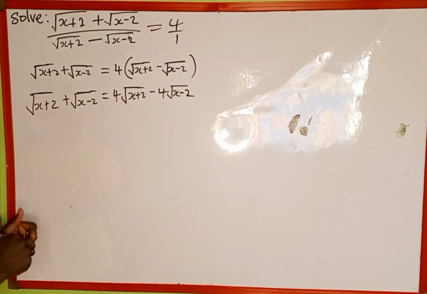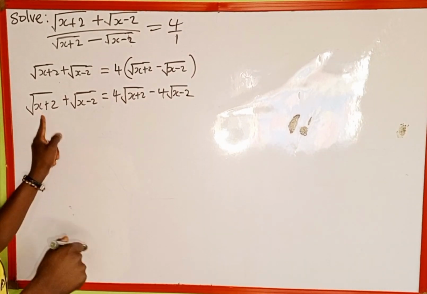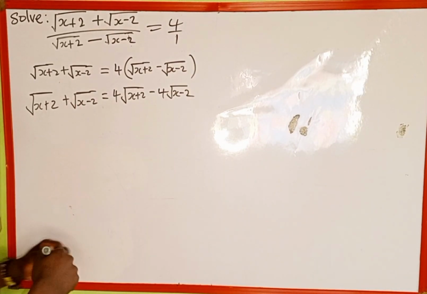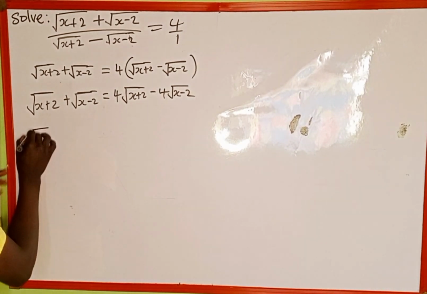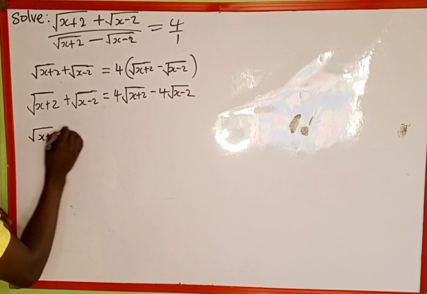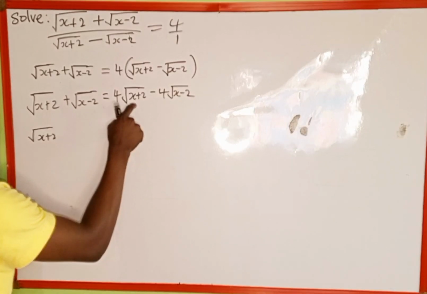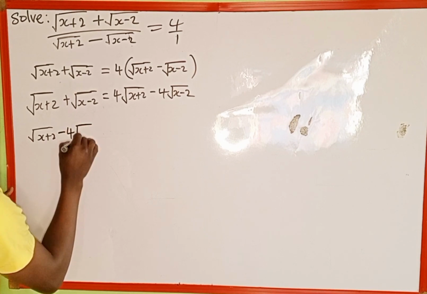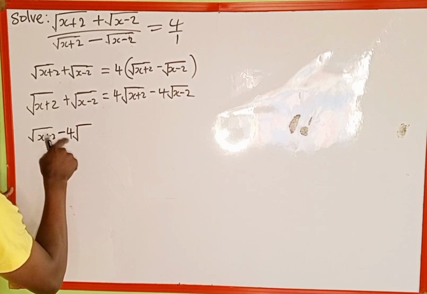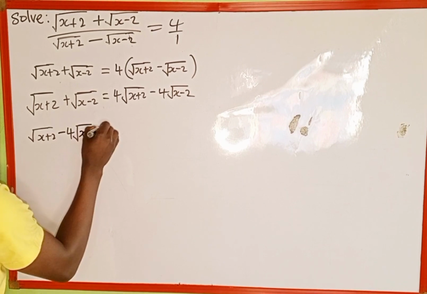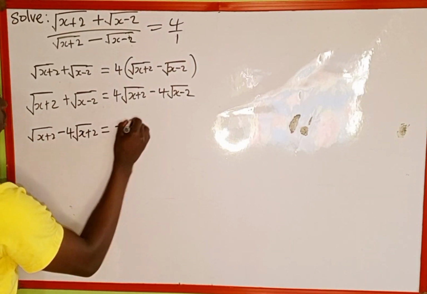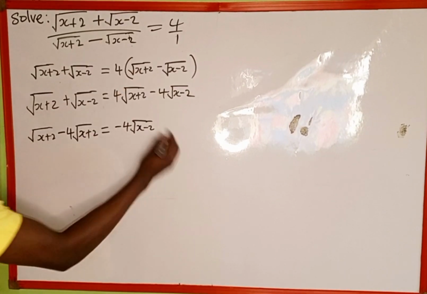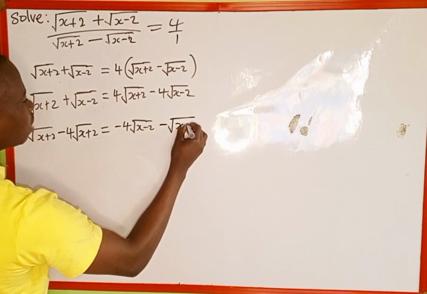The next thing we're going to do is to combine the like terms. √(x+2) and √(x+2), we're going to bring them together, then √(x−2), we take it to the right hand side. So we're going to have √(x+2). Then when this positive 4√(x+2) crosses the equality sign, it's going to change to negative 4√(x+2), which is going to be equal to, we have negative 4√(x−2) here, and where this positive √(x−2) crosses, it's going to change to negative √(x−2).